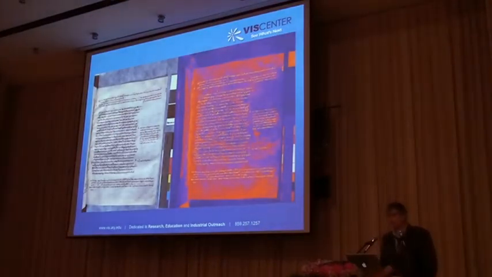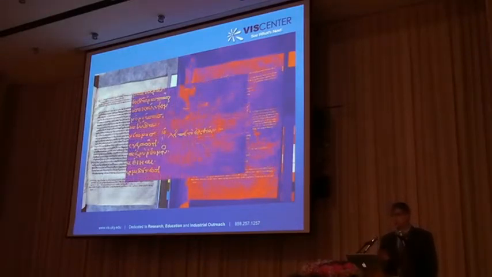One last example. This is another copy of Homer's Iliad. This is from the Escorial Library in Spain. And again, you have the natural light on the left and a multispectral image on the right. If you look at this empty space in the natural light image, you can see that actually there are a couple of diagrams that are now visible under multispectral imaging.